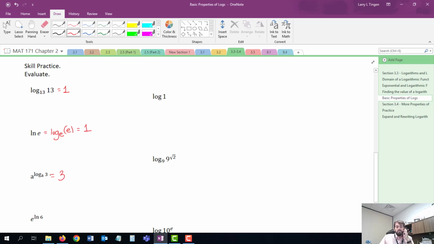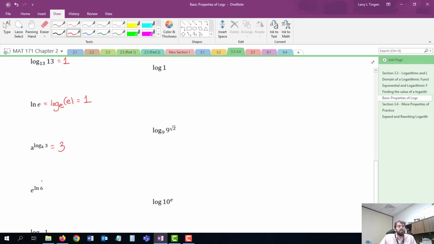A to the log base a of 3. Whenever I do that, what have I got? It's always the argument of the log in the power. Natural log, e to the natural log of 6. Remember, this is e to the log base e of 6. The base of the exponential and the base of the log match. So I'm just left with 6.